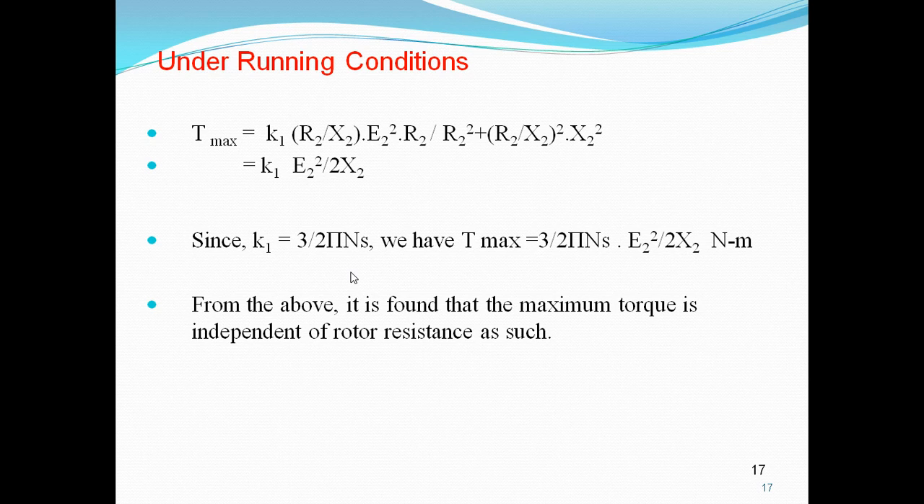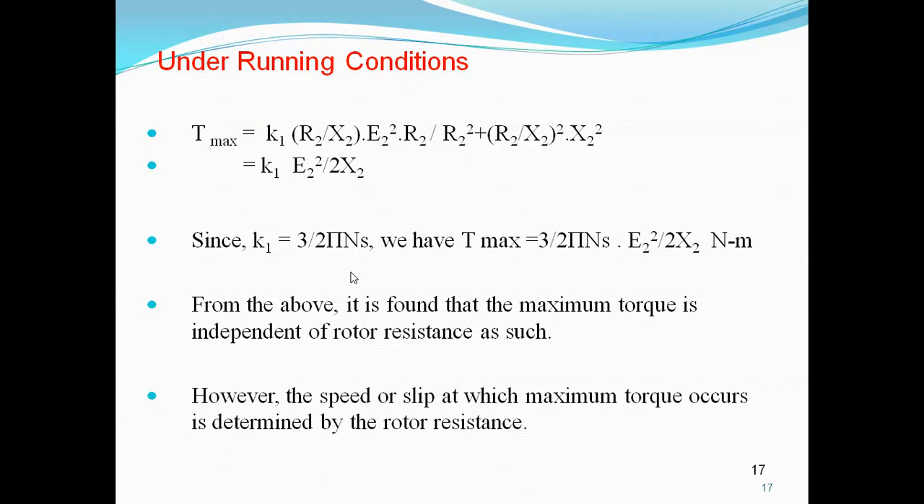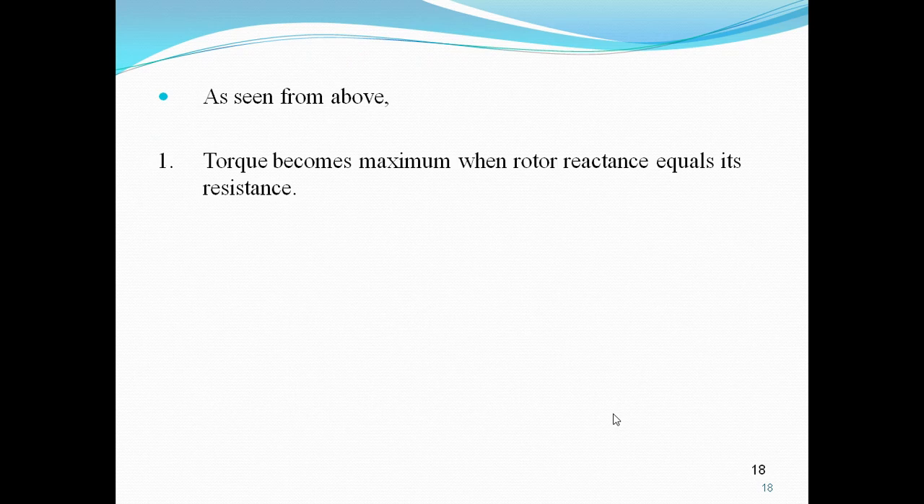From this it is found that the maximum torque is independent of rotor resistance. That means the maximum torque value does not depend on rotor resistance. The speed and slip at which maximum torque occurs are determined by rotor resistance. So from this, we can say the torque becomes maximum when rotor reactance is equal to its resistance, that is R2 is equal to SX2.